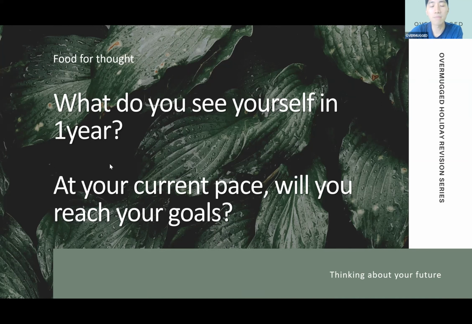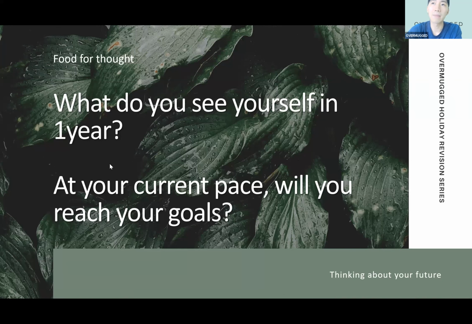If you are on your current pace and you're going to hit your target, then my question to you is, how can you make sure that you can keep up your current pace? Is it about scheduling regular study sessions and allocating breaks? Is it about avoiding distractions and stuff? Only you know the answer, right?